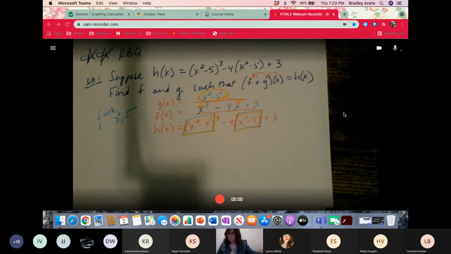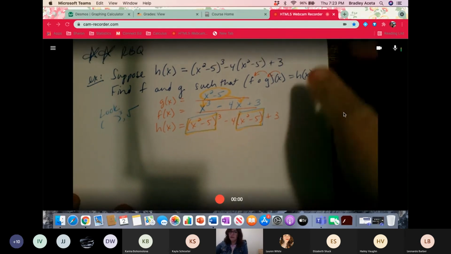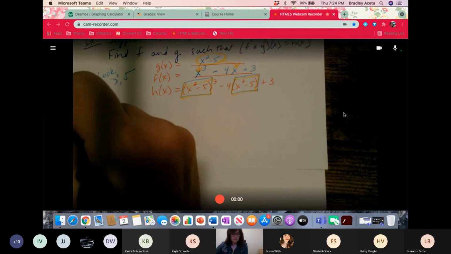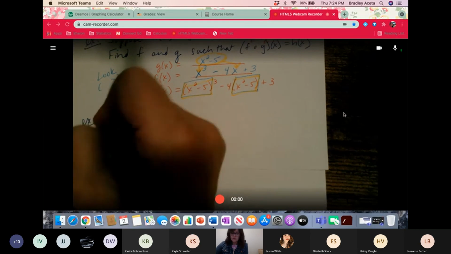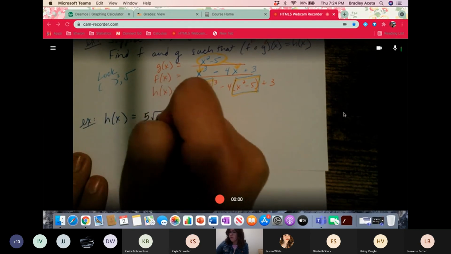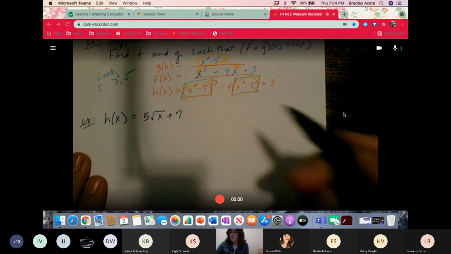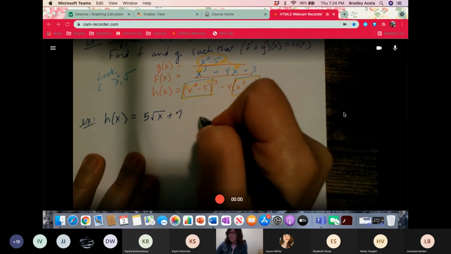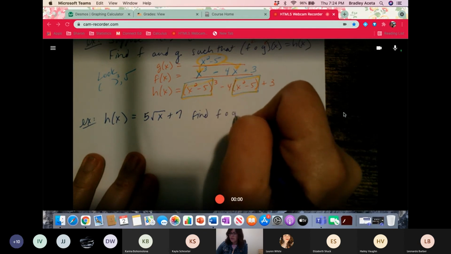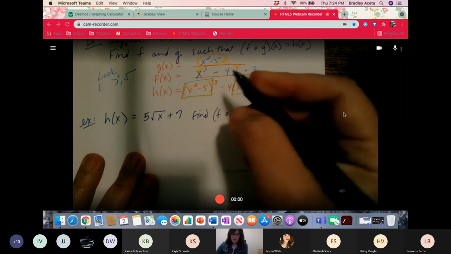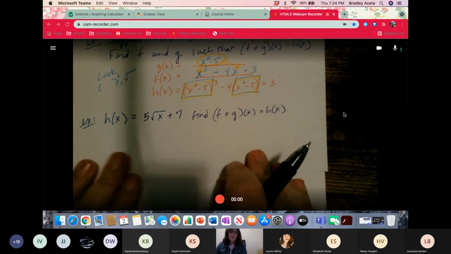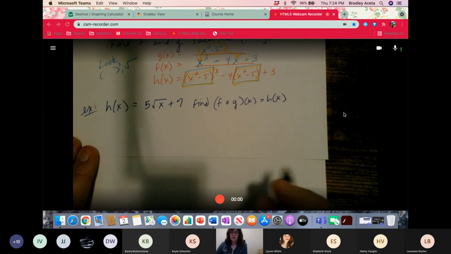Let's do another one of those, just because I know it's on the quiz, and I think it's even on the test. I've seen it on the test too. Okay, so now h of x is 5 square root x plus 7. Find the f and the g, is actually what I should say. Just like we did up here. Find out what was the f function and what was the g function.